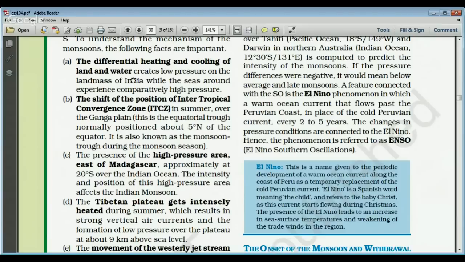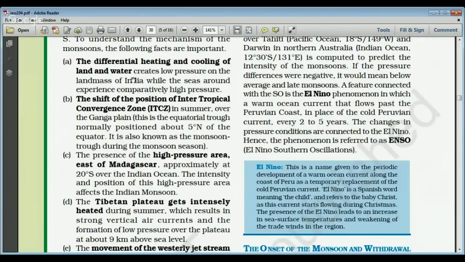So this differential heating and cooling of land and water is a very necessary condition. Then the shift of the position of ITCZ, I have told you many times. In summer season, over the Ganga plain or over the region near the Tibetan plateau, usually ITCZ is positioned around 5 degrees north of the equator, and it is also known as the monsoon trough during the monsoon season.